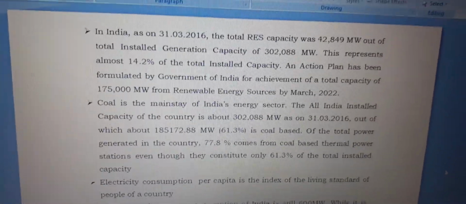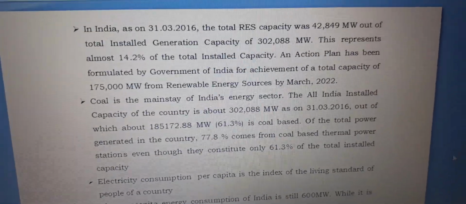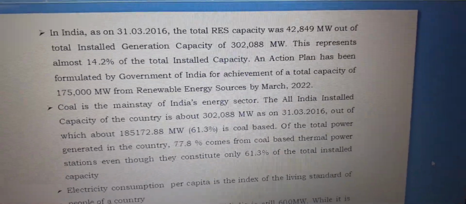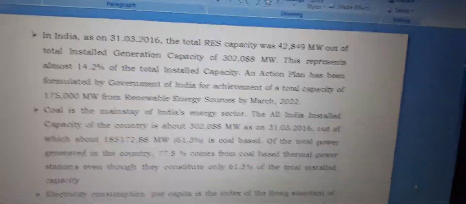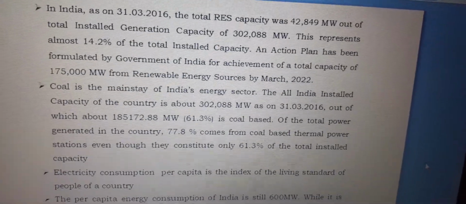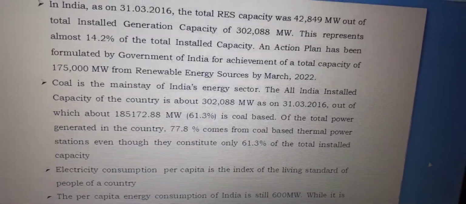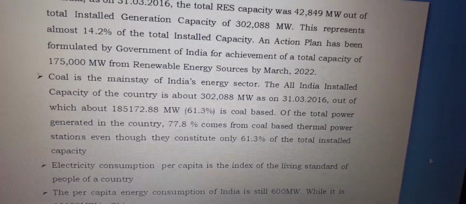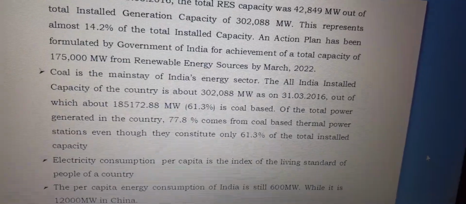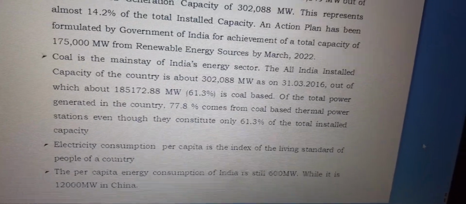Okay, next in India, as on 31st March 2016, the total RES capacity was 42,849 megawatts out of total installed generation capacity of 3 lakh 2,088. This represents almost 14.2% of the total installed capacity. So an action plan has been formulated by the Government of India for achievement of total capacity of 175,000 MW from renewable energy sources by March 2022.